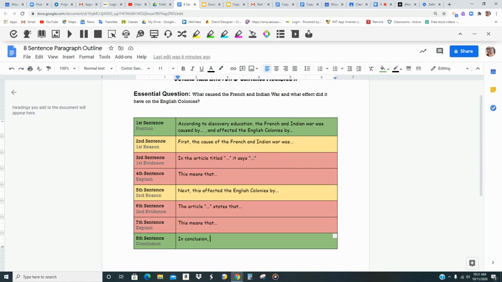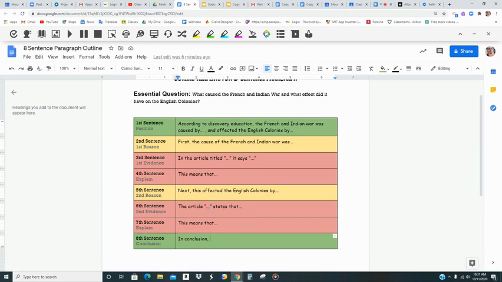If your text is a quote about, for instance, fighting over the Ohio River Valley, then you would come in your own words and explain why that would have been a cause of the French and Indian War. Next, the next reason is going to answer the second part of the question. What effect did it have on the English colonies? And the pattern is the same.